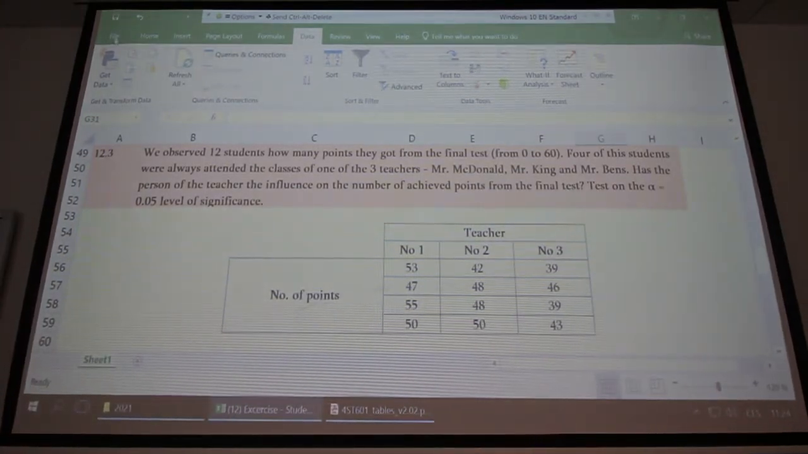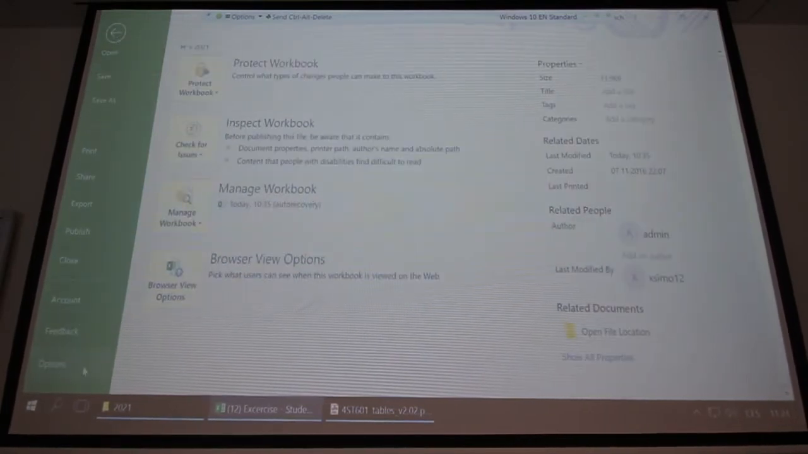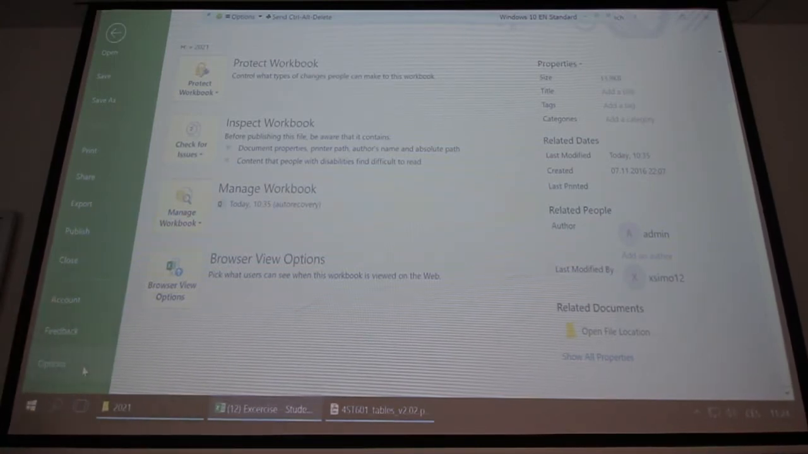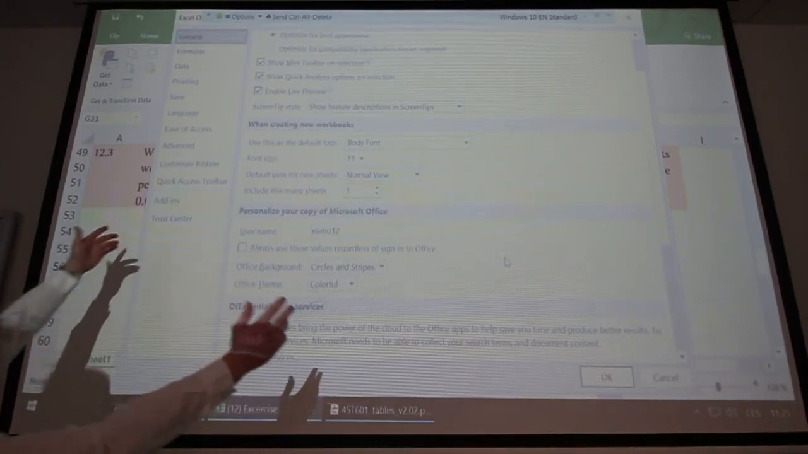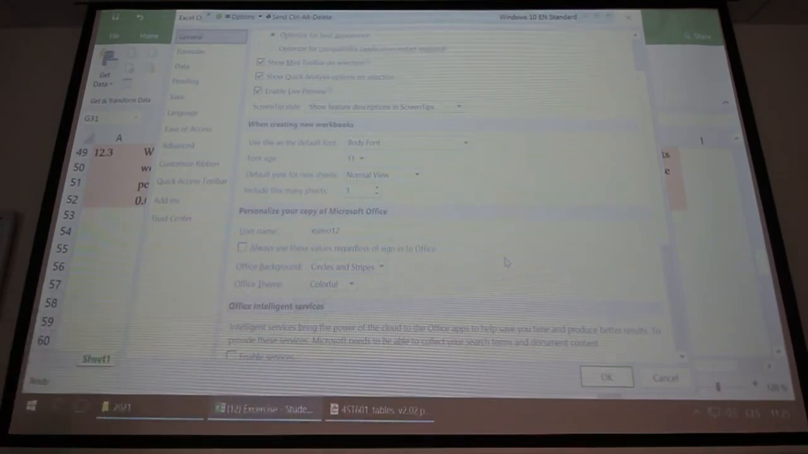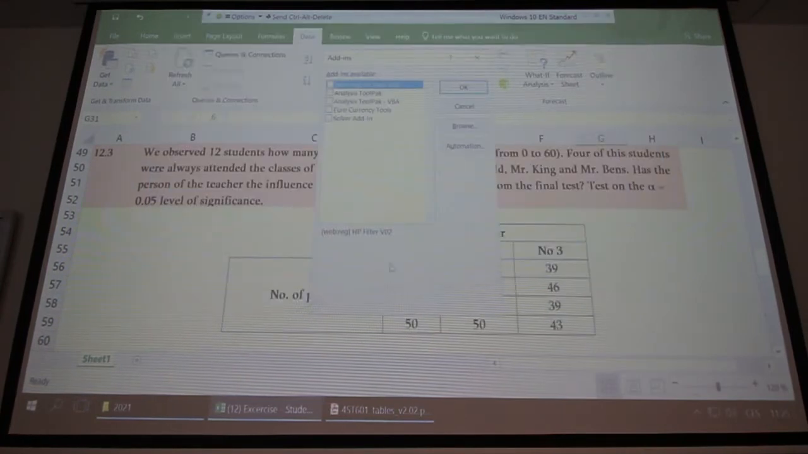So, please, you can click on the File button, and here on the bottom you can find options. So please click on options, and you will see this large table where we can find add-ins. Click on add-ins, and here on the bottom you will see manage Excel add-ins, and there will be a Go button with 3 dots. You will select this Go button.